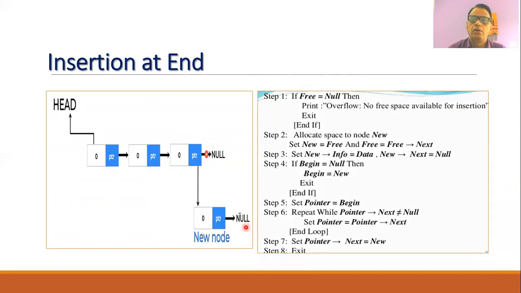Now, this can be the algorithm that can be written for the insertion at the end of the linked list. Initially, we will check whether the new node creation is possible or not. If it is not possible, then we will print the overflow message. If the new node creation is possible, then we will create the new node and allocate the memory space to the new node. Then we will set the data value for the new node by making use of the statement info is equal to data and next is equal to null.